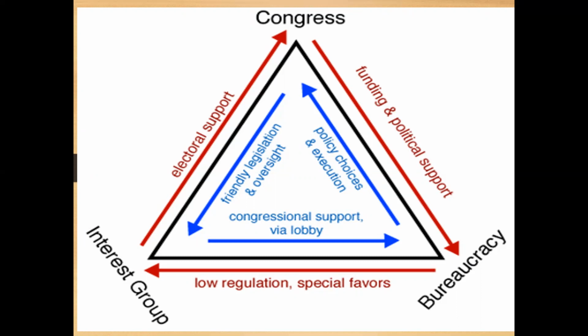So these interest groups will give electoral support to members of Congress. Congress will then give funding. They'll pass laws that give more money and political support. In return, these interest groups will get low regulations, special favors, and so on and so forth.